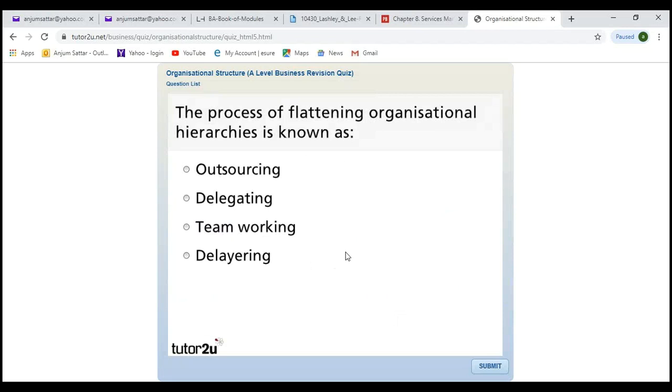The process of removing layers of the organization hierarchy is known as what? Delegating. Delaying. Which one do you think? Delegating, I think. Delegating, okay. No, it's not.